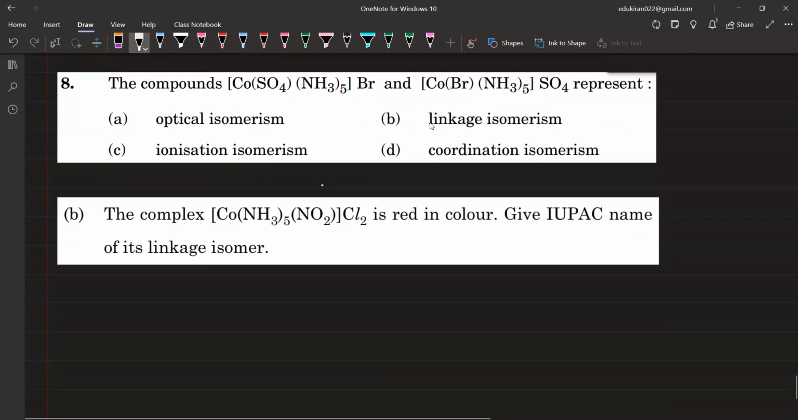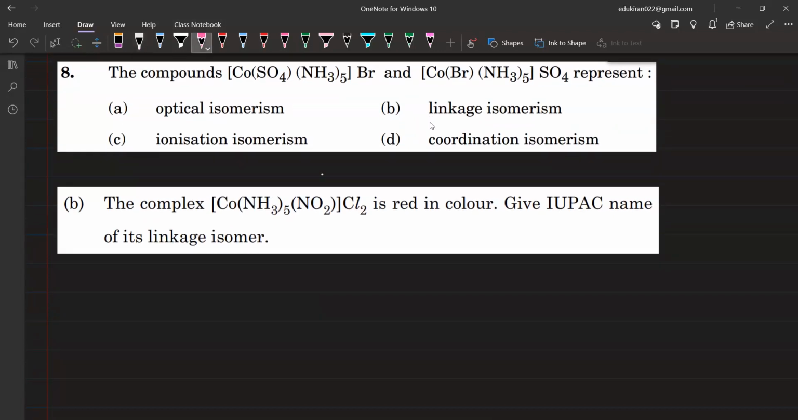ठीक है. नेक्स्ट इज, हाँ ये भी सही है सबका, दैट इट इज आयनाइजेशन आइसोमर. हियर यू कैन सी द कॉम्प्लेक्स दिस इज रेड इन कलर. वो तो ठीक है भाई. गिव IUPAC नेम ऑफ द लिंकेज आइसोमर ऑफ इट. इसका लिंकेज आइसोमर कैसे बनाएंगे? यू कैन आइडेंटिफाई दैट NO2 इज अ एम्बिडेंटेट लिगेंड, विल हैव कोबाल्ट, NH3 whole 5, ONO, and then in bracket the Cl2 will be still there.